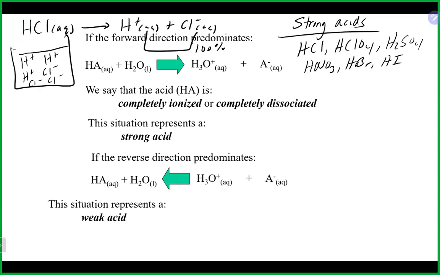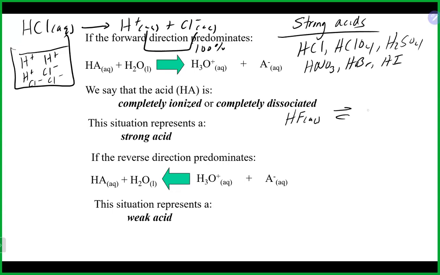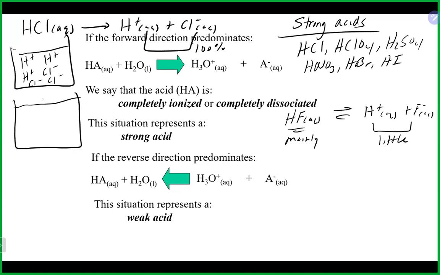Now, if the opposite is true and the reverse reaction is favored, you will see those arrows heading in both directions, like for example with hydrofluoric acid. When it breaks apart, it will go into both directions. And the difference is this is mainly what you would have. You would have a little of these ions. So if you had a beaker of hydrofluoric acid, you would have a lot of the HF guys still together, but you will have a little bit of them that will break apart into ions, but it's going to mainly stay together. And that is a weak electrolyte, and that is a weak acid.